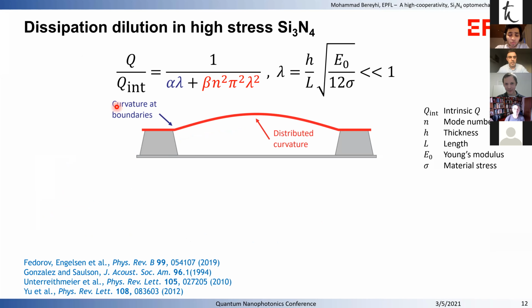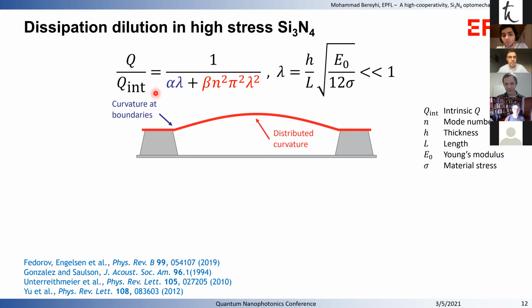Looking at how much quality factor enhancement we get compared to the intrinsic Q of the silicon nitride, which is, let's say, the dissipation dilution that comes from the stress, we can formulate it in this form, which has been formulated with this lambda parameter, which is nothing but thickness over length, therefore the aspect ratio, times this factor which comes from the material itself, Young's modulus over the stress of the thin film. And for a high stress film, it's much, much smaller than 1.